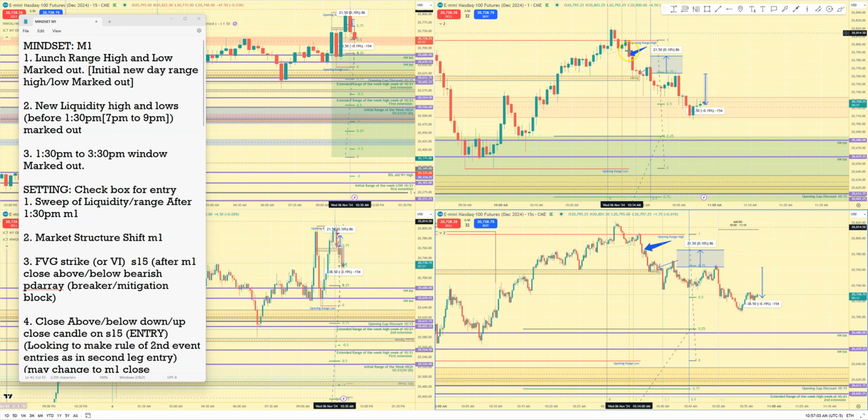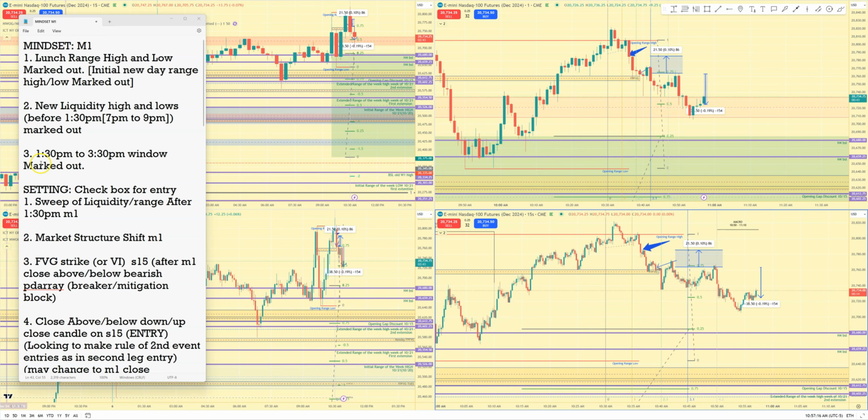It swept the high and dropped. So that's what it did. But if it had gone higher and higher, I would mark all of those out. This here I probably don't need to put; it's common sense to do that.